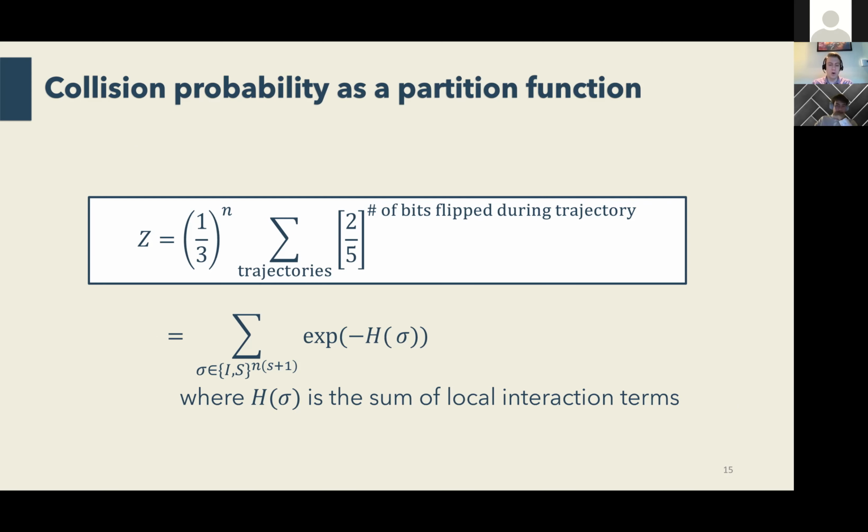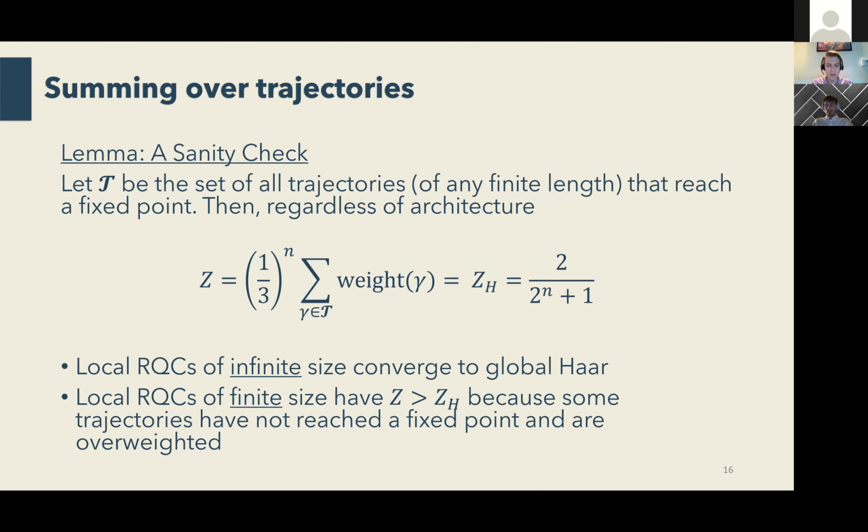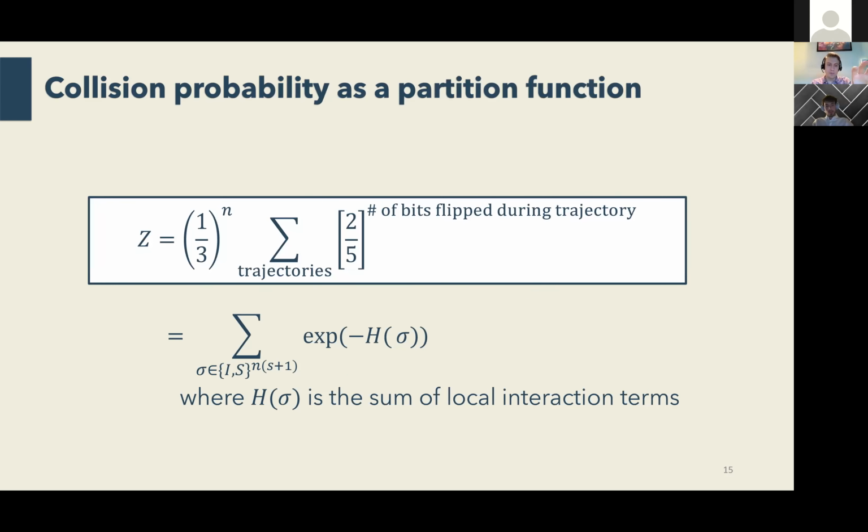And these quantities, 2/5 to the number of bits flipped, are like the Boltzmann factor for a certain configuration in the StatMech model. In fact, this is very similar to a ferromagnetic Ising model because you can see that the weight of a certain configuration is larger when nearby spins are agreeing with each other. So the spins would rather agree than disagree, although it's not exactly the same model as the Ising model. Okay, so now that we've established this mapping between the collision probability and this sum, we'd like to be able to evaluate the sum.